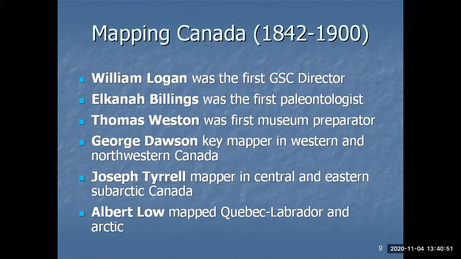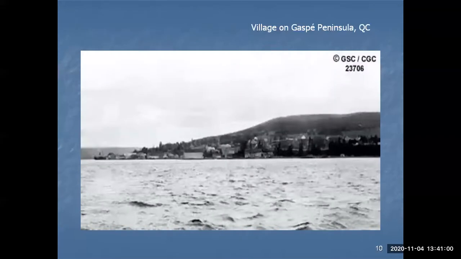George Dawson, Joseph Tyrrell, and Albert Lowe, and you'll get to see a lot more of these people in some detail as we're going through this. So William Logan was the first director of the GSC. He was born in Canada, in the late 1700s, 1798 in Montreal.